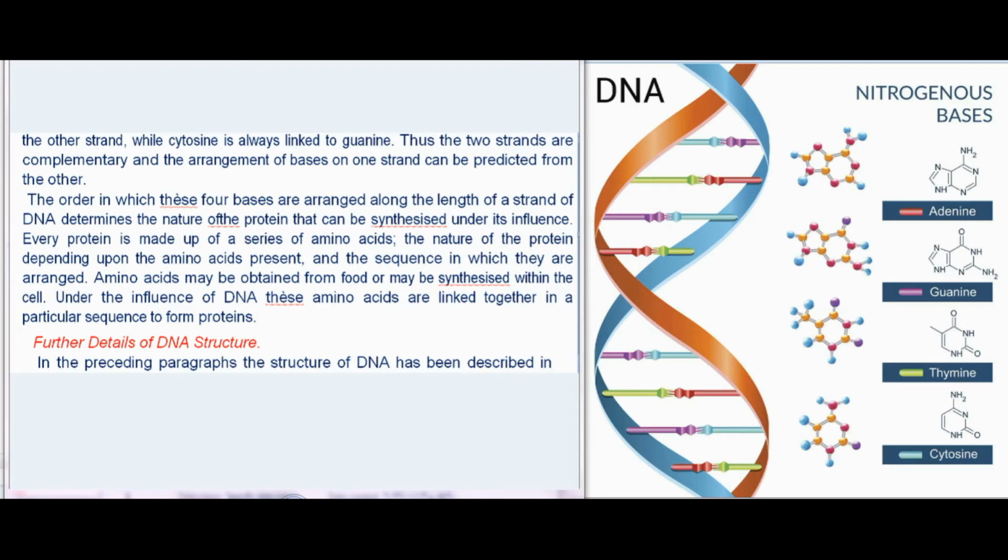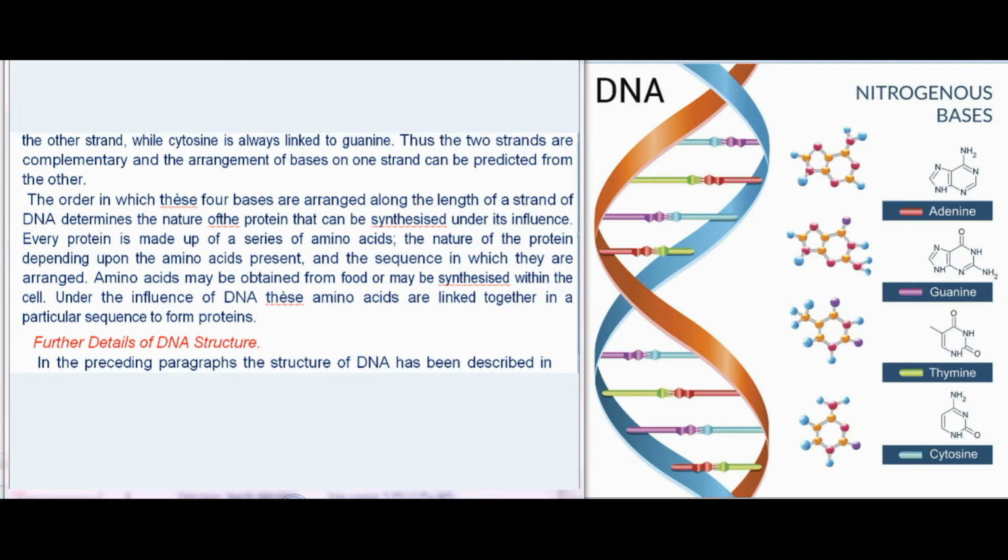Every protein is made up of a series of amino acids, the nature of the protein depending upon the amino acids present, and the sequence in which they are arranged. Amino acids may be obtained from food or may be synthesized within the cell. Under the influence of DNA, these amino acids are linked together in a particular sequence to form proteins.